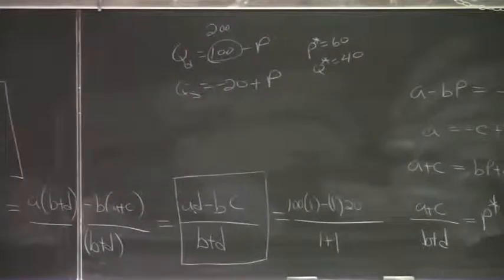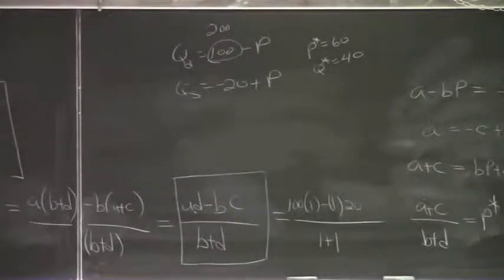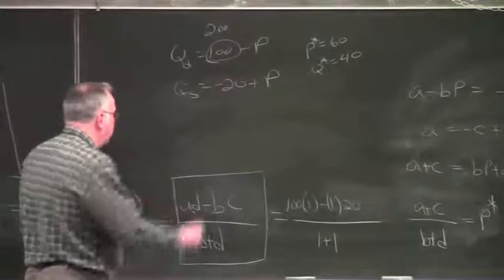Notice this expression right here. All four of these parameters, A, B, C, and D, are assumed to be positive. So what is the condition for the equilibrium quantity to be positive? What must occur in order for the equilibrium quantity to be positive? AD must be bigger than BC. Exactly.